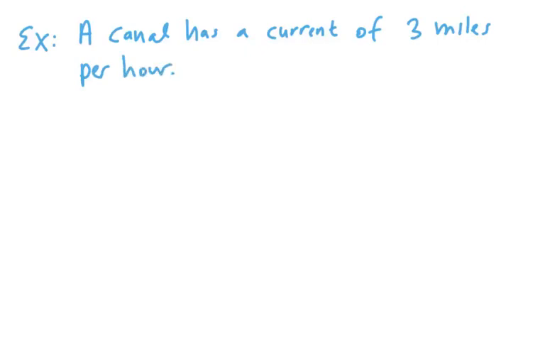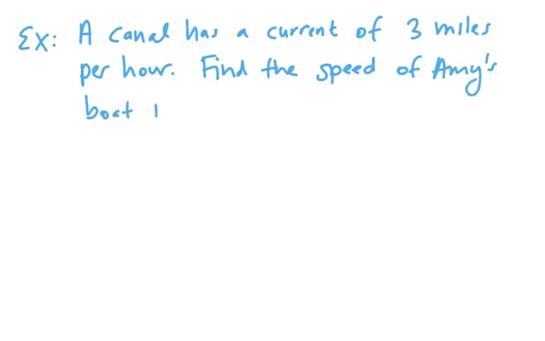And let's say that I've got a boat I'm going to put in it. Actually, I'll make it my friend's boat, so it's easy to talk about. Let's just say I want to find the speed of my friend Amy's boat in still water. So assuming there wasn't a current, how fast could her boat go?